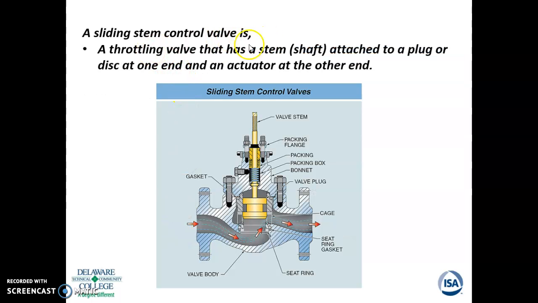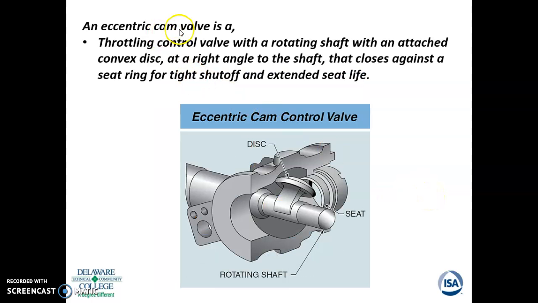And a sliding stem control valve. This is a throttling valve that has a stem or shaft attached to a plug and disc at one end, and then the actuator at the other. An eccentric cam valve. It's a throttling control valve with a rotating shaft and attached convex discs at a right angle to the shaft that closes against the seat ring for a tight shutoff and extended seat life.